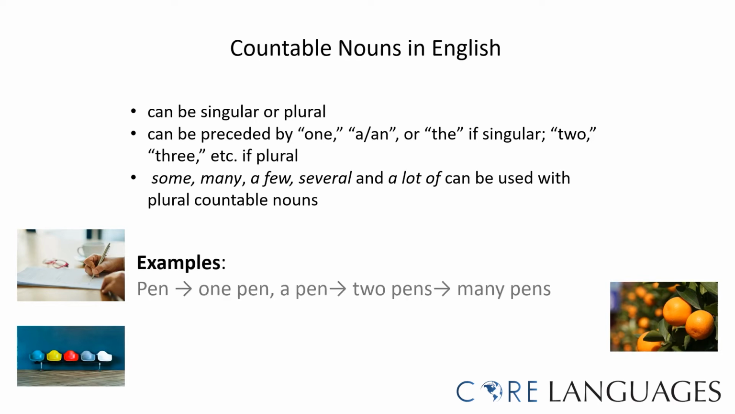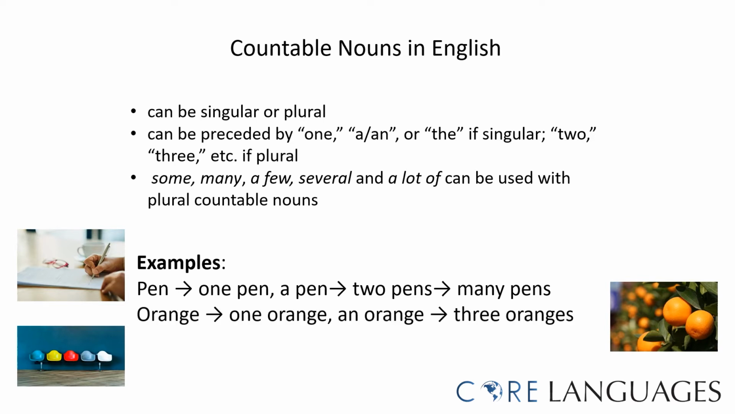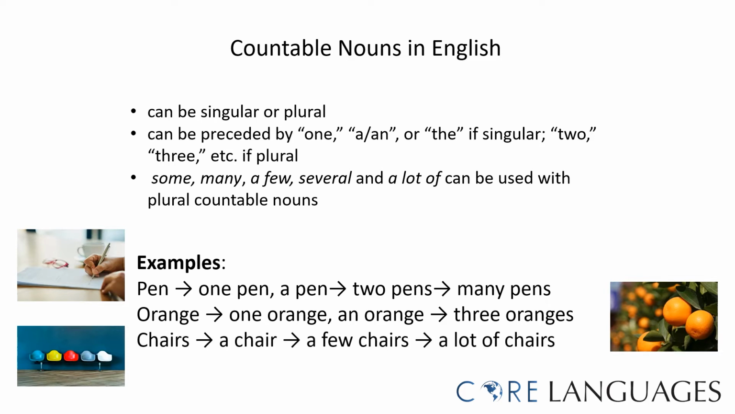For example, pen. I could say 1 pen or a pen, or 2 pens, 3 pens, 4 pens, or many pens. Orange. I could say 1 orange or an orange, 3 oranges, 4 oranges, or many oranges. Chairs. I could say a chair or 1 chair, a few chairs, a lot of chairs, 5 chairs or 6 chairs.